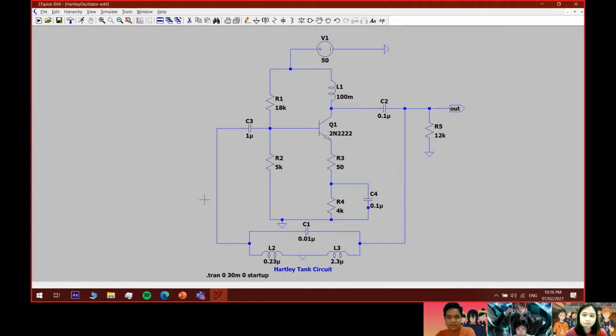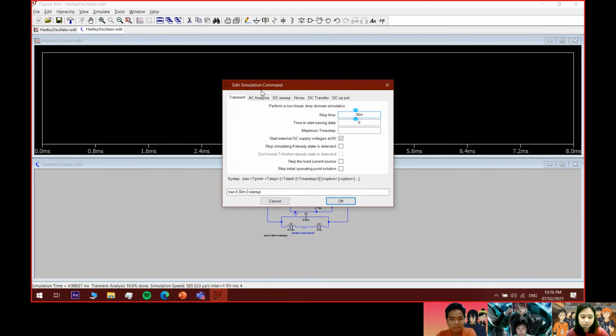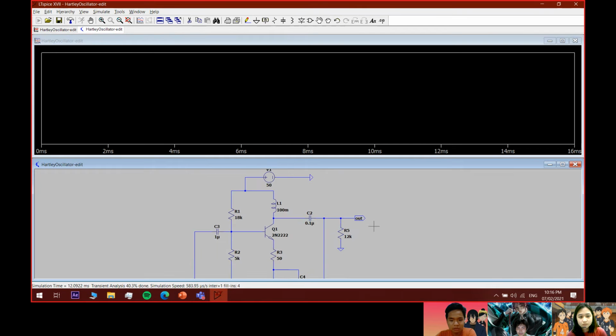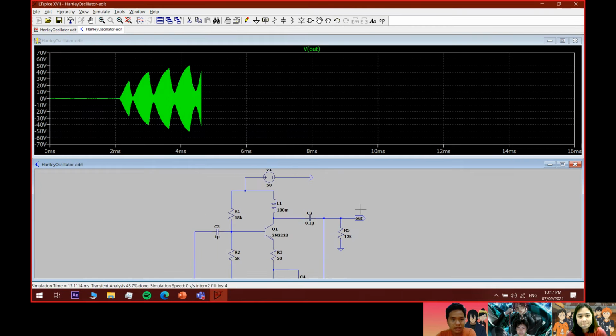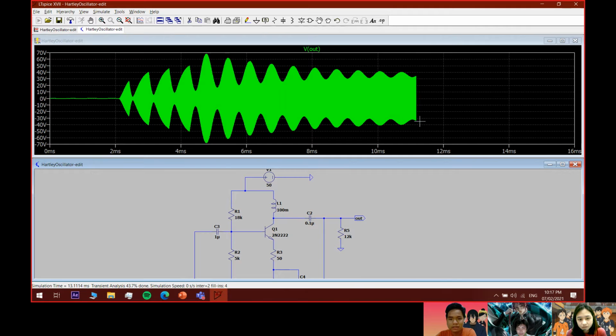Okay, so after discussing the circuit diagram, it is now time to simulate our Hartley oscillator. Before we do the simulation, we must first configure the simulation settings. So we will press this one, and here we have the edit simulation command box. We will do a transient analysis with a 30 millisecond stop time. So let us go. Now, when we simulate, we will measure the output voltage here. And as you see, we see a thick series of sine waves in the simulation.